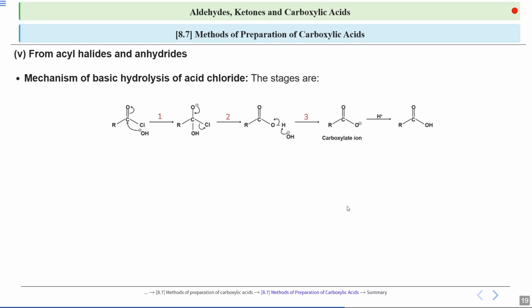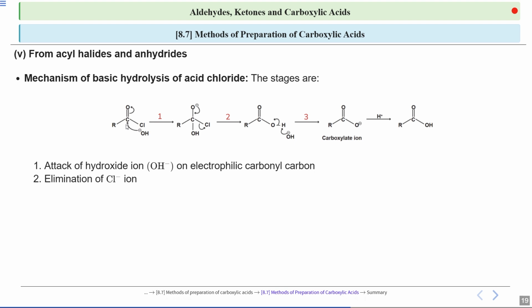Now moving on further, we will see the mechanism of this basic hydrolysis of acid chloride. Okay, so this is the mechanism. First is the attack of the hydroxide ion on the electrophilic carbonyl carbon. Okay, so the hydroxide ion, which is a strong nucleophile, initiates the reaction by attacking the carbon atom, which is partially positive due to the electronegative oxygen. So you will see that this hydroxide ion, OH minus ion, attacks the carbonyl carbon.